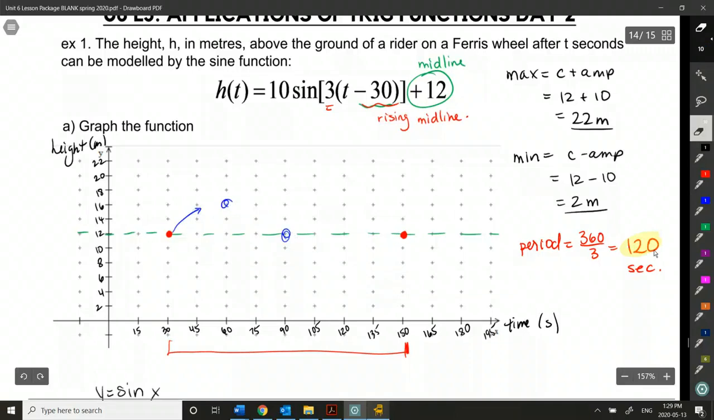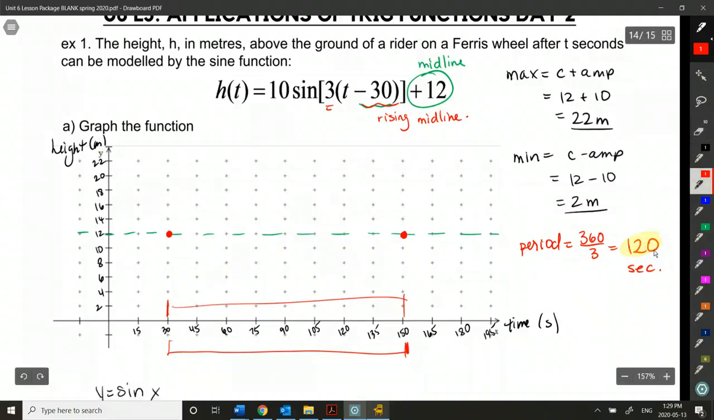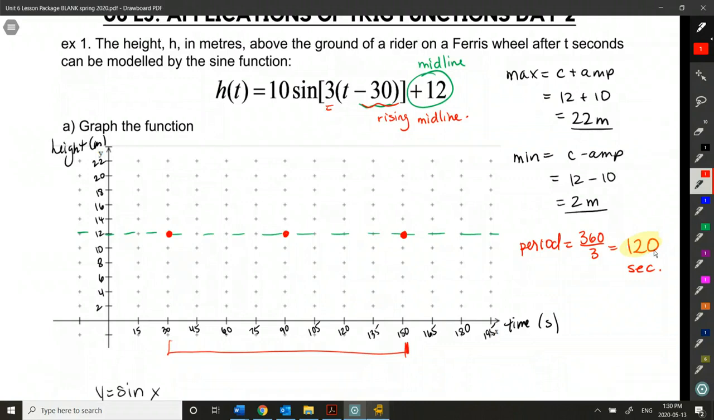So let's start with this middle point here. This middle point needs to happen exactly halfway between 30 and 150. And if you're not sure exactly where that is, you can probably eyeball it, but you can do 30 plus 150 divided by 2 to find their center. It's like finding the average of those two values. That would give you 180 divided by 2, which tells us that the next midline or center value is going to hit at 90.